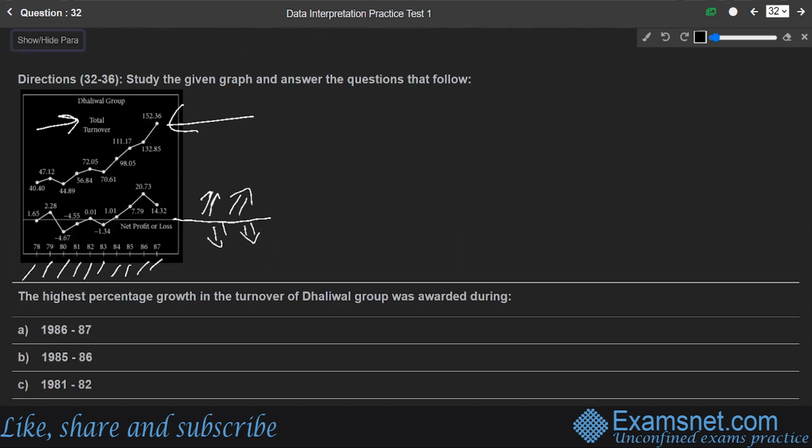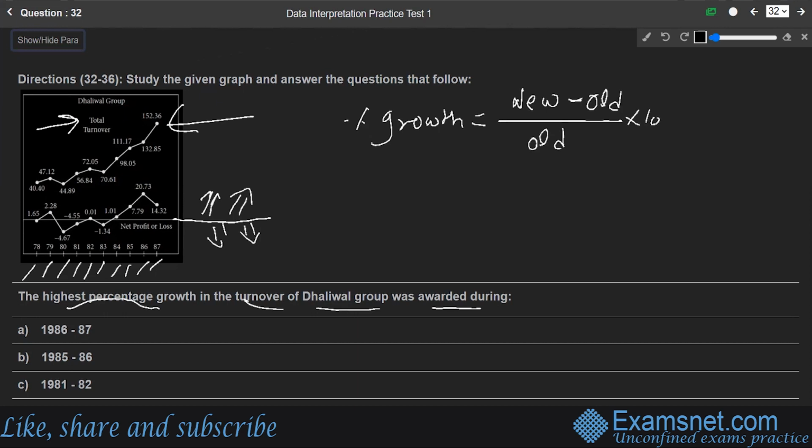Let us find out the highest percentage growth in the turnover of Dhaliwal group was registered during. Highest percentage growth. So we need to understand what percentage growth is first. Percentage growth is always the new value, the grown up value, minus the lesser value, divided by the lesser value, into 100%. Okay, this is how we call it percentage growth. New value is the increased value. Older value is the older value only, which is not increased, the basic value, into 100%.